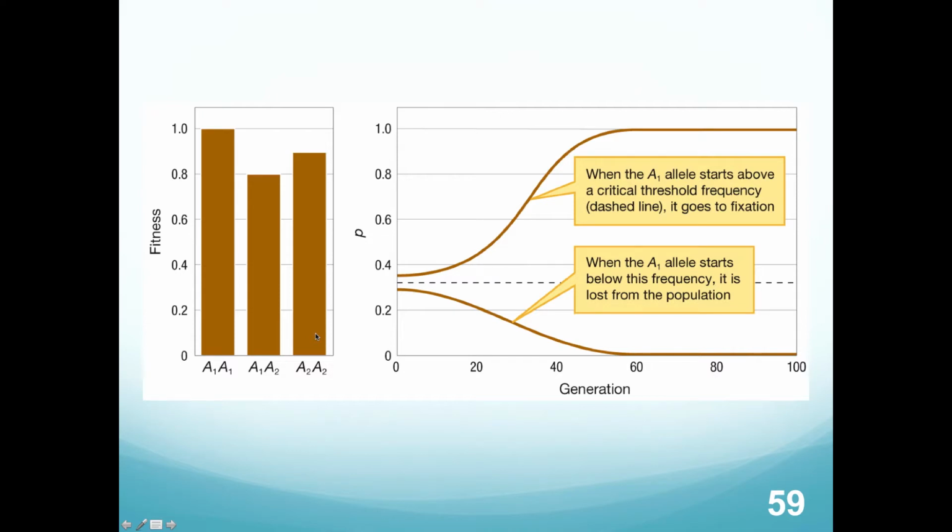So underdominance will tend to lead to this unstable equilibrium, where if the allele is at a certain frequency in the population, it will tend to go to fixation and dominate the population. Or if it is below that threshold, it'll tend to go to extinction and be lost from the population.